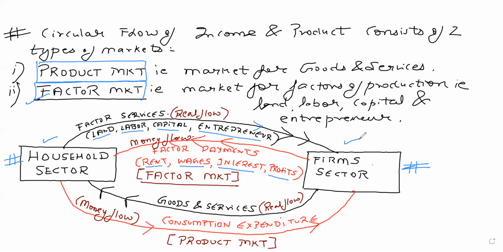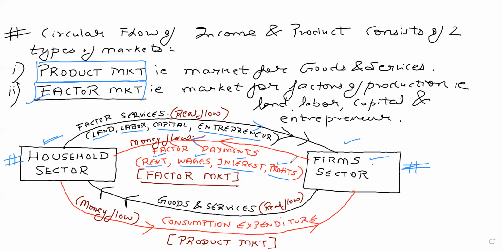What is my money flow? The payment for the factor services provided by the households. So basically, factor payments made by the firms to the households is the money flow. I repeat, factor payments in the form of rent, wages, interest, and profits made by the firms to the households is the money flow because now dollars or any other currency are involved. So this is our factor market.